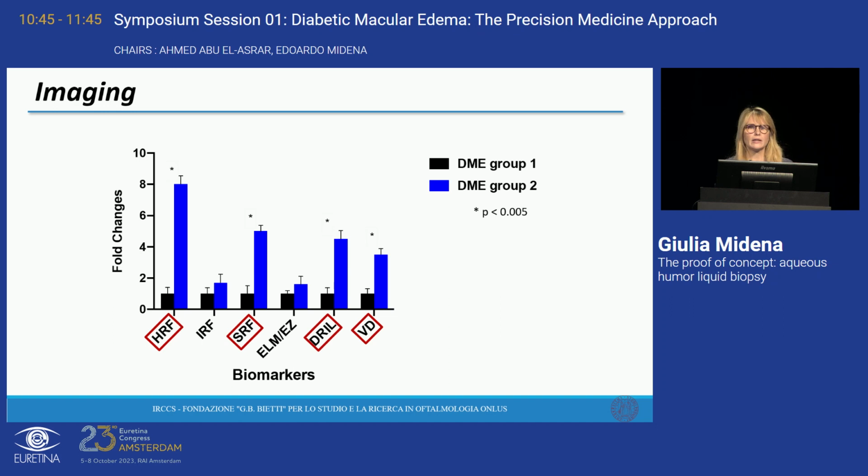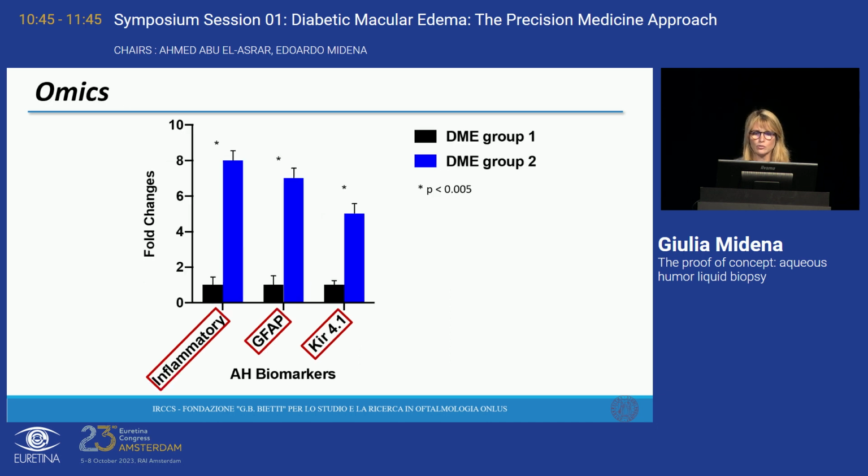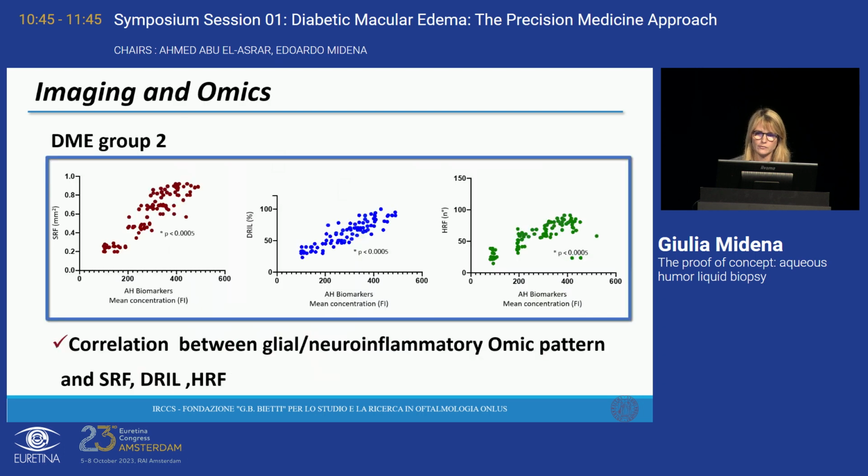In fact, our study on DME subjects revealed that with a cluster analysis, we can easily find two groups of DME. In the second group in particular, we have an increase of hyperreflective foci, subretinal fluid, DRIL, and vessel density. And this second group also shows an increase of inflammatory biomarkers, GFAP, and KIR4.1.